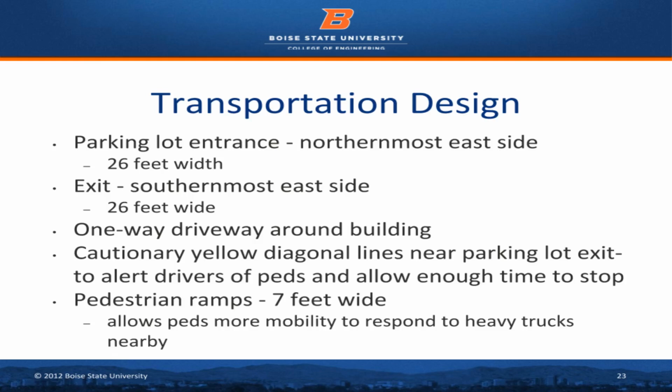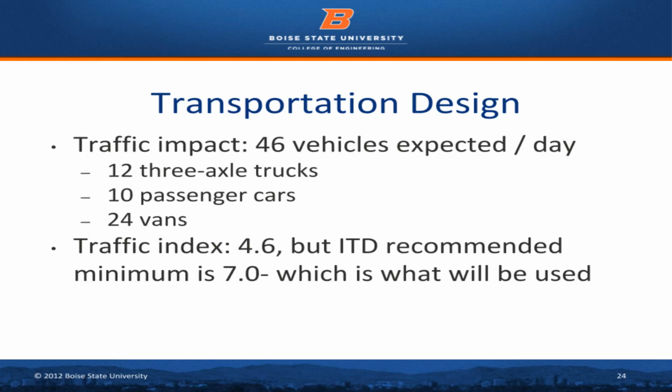This property is expected to have approximately 46 vehicles arriving per day. This includes 12 axle trucks, 3 axle trucks, 10 passenger cars, and 24 trucks or vans. The traffic index is rated at 4.6. Since it's so low, the Idaho Transportation Department recommends setting it to 7.0. So we will go with that figure.